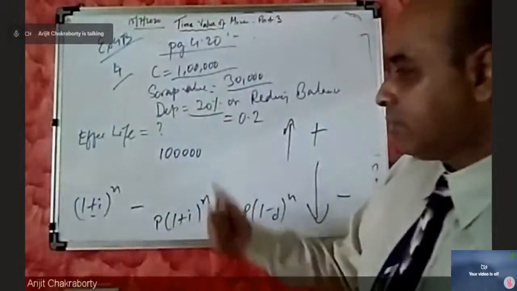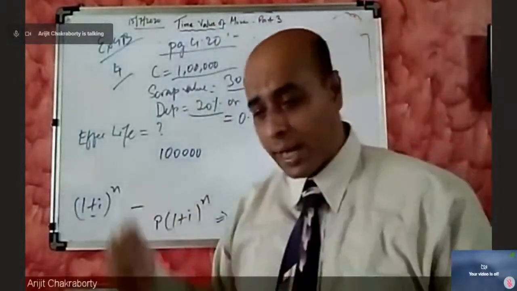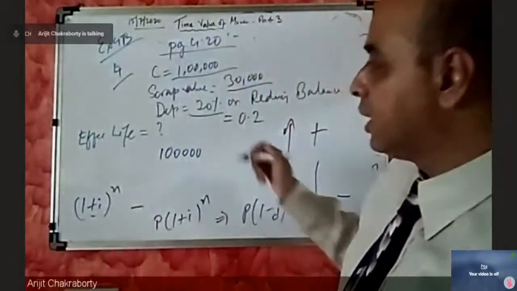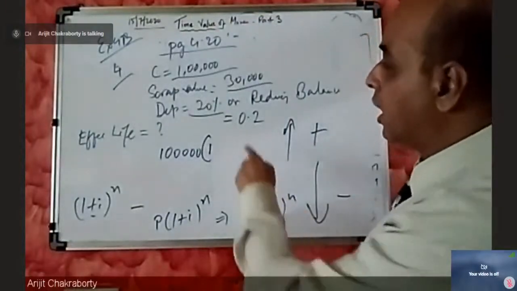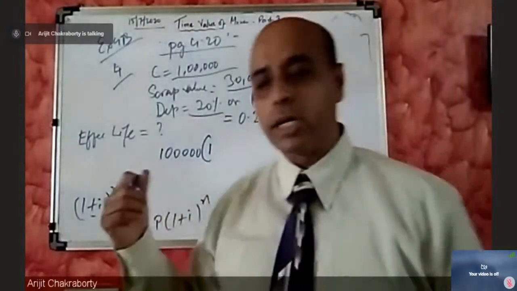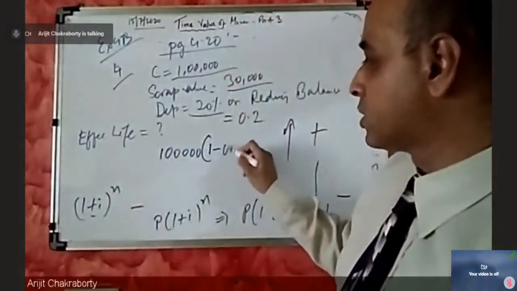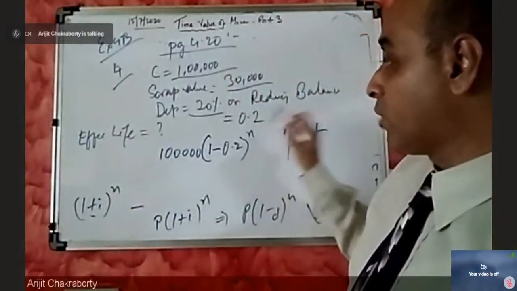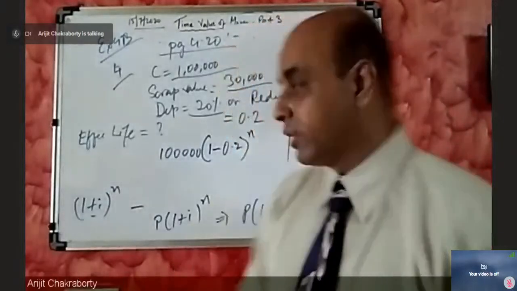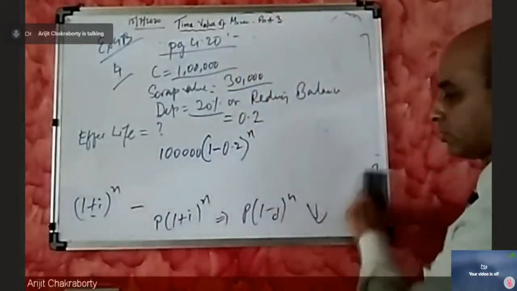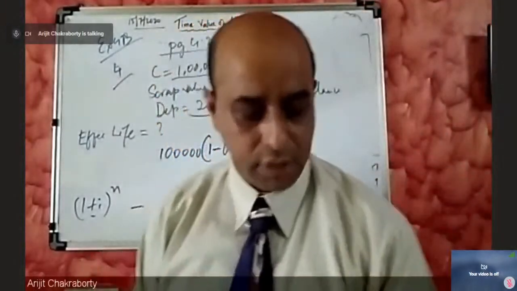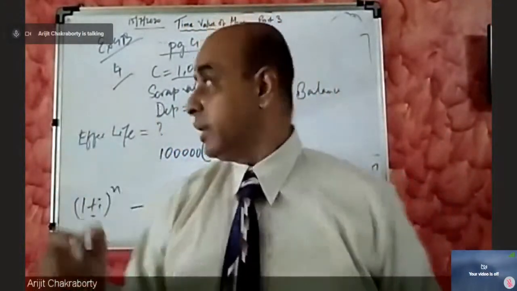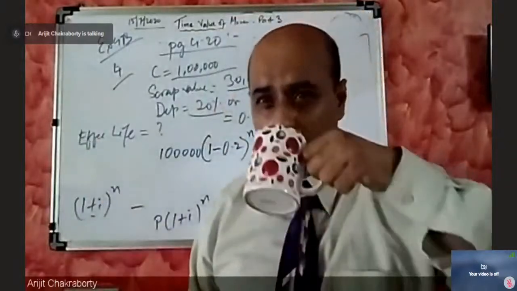Okay. So here what we see is 1 lakh original cost and 1 minus. So we will use minus. Here the depreciation rate is 0.2. So it is 1 minus 0.2 to the power n. This n we don't know. This n we have to find out. Okay? Like in the other numericals, n is the conversion period. Here n is the effective life of the machine.